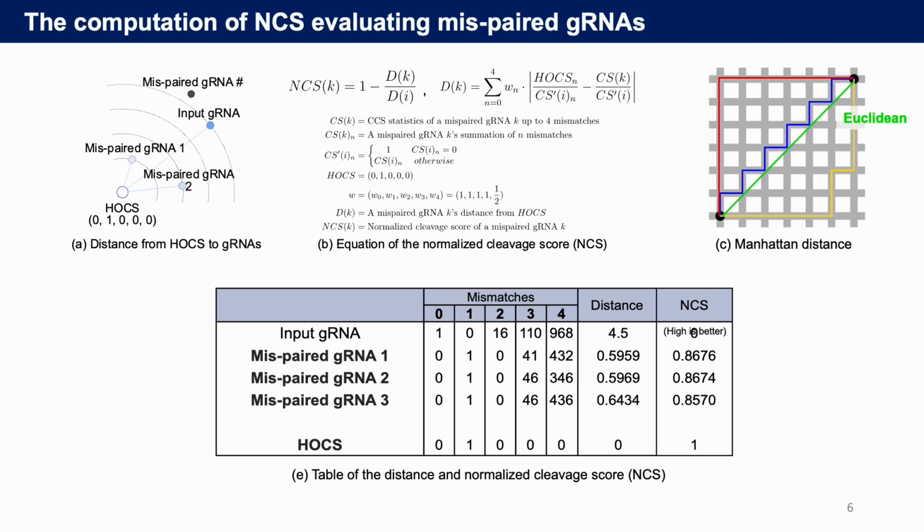We measured the similarity using the Manhattan distance and normalized it so that the NCS of HOX becomes 1 and the input guide RNA is 0, which can be expressed in the table.